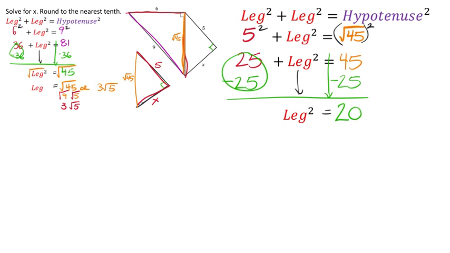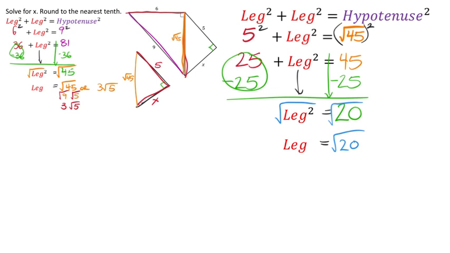So 20 is not a perfect square. And I'm saying that because the next step is to take that leg squared and just make it a regular leg. And that will be the value of x. And by the way, if you wanted to make that an x, you could have. But in order to make this leg squared a leg, I'm going to take it and square root it. So I'm going to show it as the square root of 20.